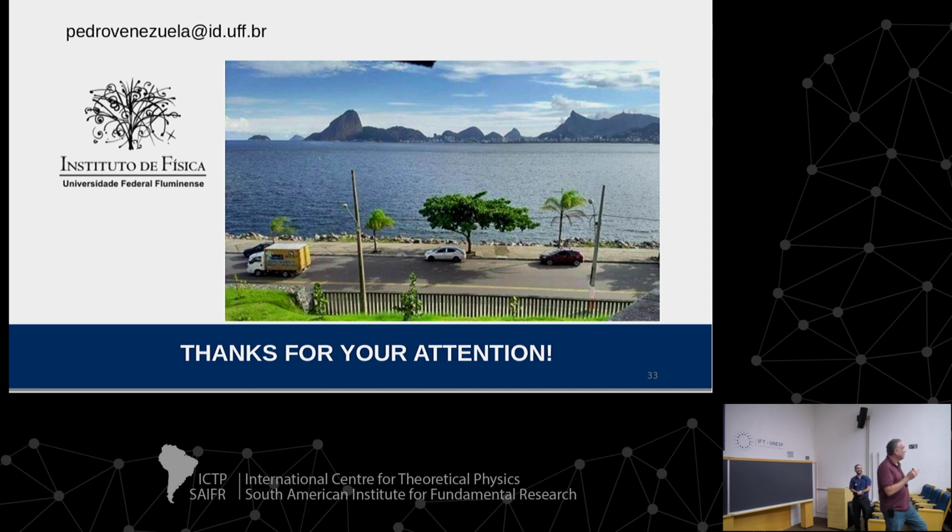And I would like to finish with a very beautiful photo. This is actually a photo that was taken from inside our building in the Physics Institute in Niterói. So many of you know our campus. For you that don't know, you are invited to come and visit our campus. Thank you very much for your attention.